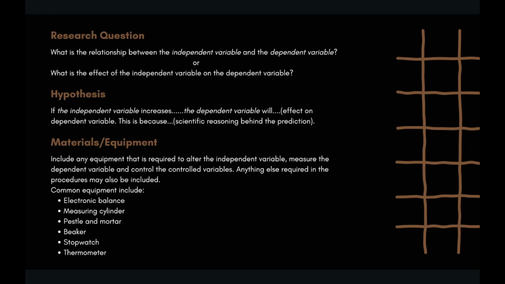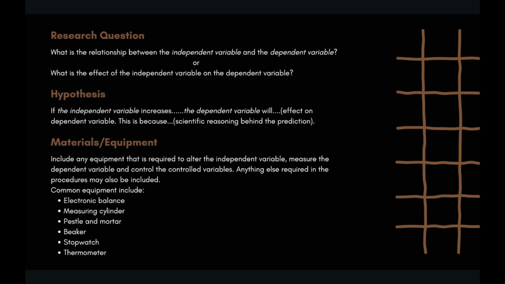And how you control the control variables. You mentioned 2 control variables. You have to include equipment that enable you to control both of those control variables. Anything else required in the procedures may be included, but they probably will not get you the marks. The main marks will come from the equipment that affects the 3 variables.